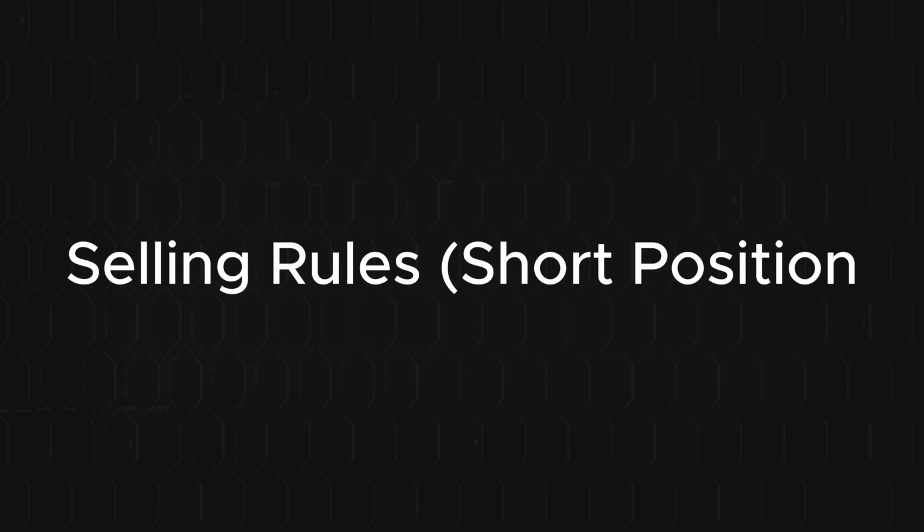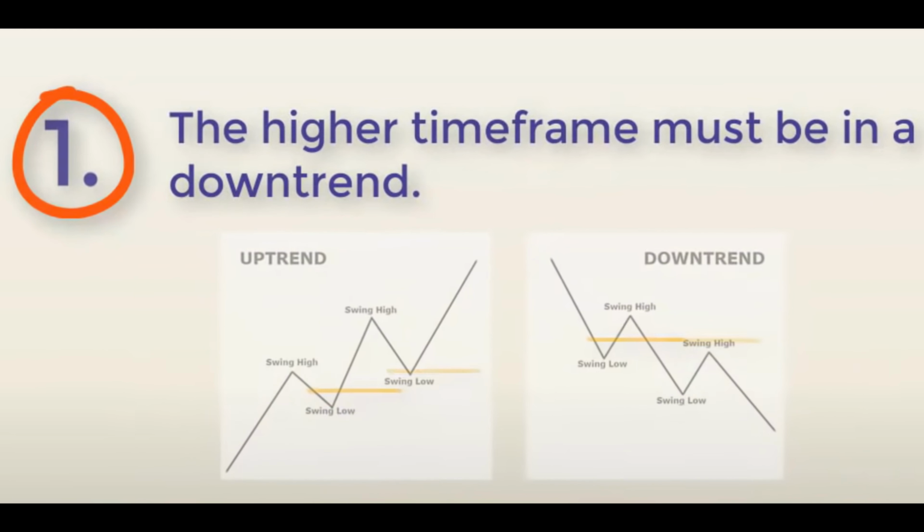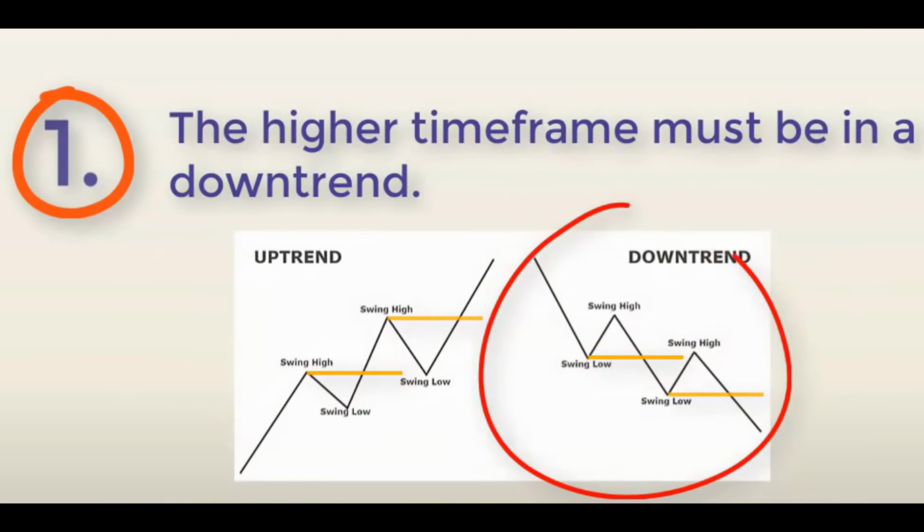Criteria for a short trade. Now that we know the criteria for a long trade, the criteria to get into a short trade is simply the opposite. Criteria number 1. The higher time frame must be in a downtrend. This is denoted by price forming lower highs and lower lows.